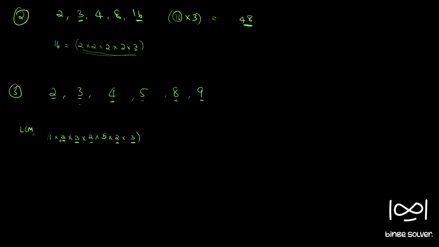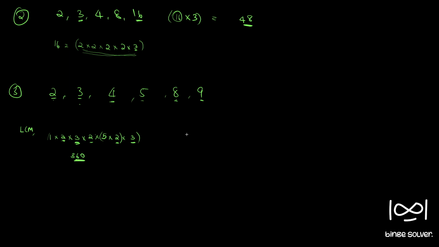So what is this? If you see, if you multiply for easiness, 5 into 2 is 10. So we'll keep that separate. So 3 into 3, 9. 9 into 4, 36, right? 36 into 10, which is 360. So our LCM is 360. So this is how we find out LCM if we are given some random numbers.